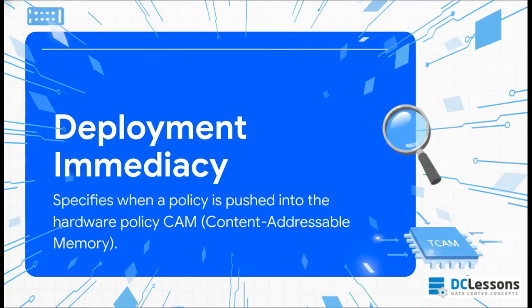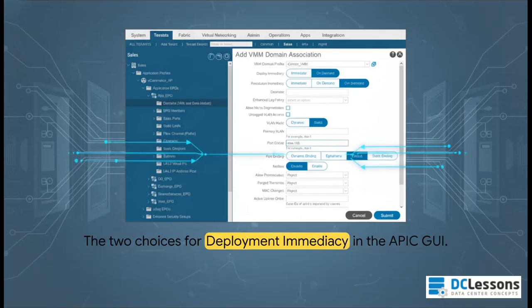So once a policy gets downloaded from the APIC to the leaf switch software, deployment immediacy is what decides when that policy gets programmed into the hardware policy CAM, or TCAM. You can think of the TCAM as the switch's high-speed brain, the thing that enforces all your rules at line rate. So this setting is all about managing that very powerful and very finite hardware resource. And just like we saw before, here's where you find it in the APIC GUI, sitting right there above the resolution settings. And you can see this time we only have two choices, immediate or on-demand.